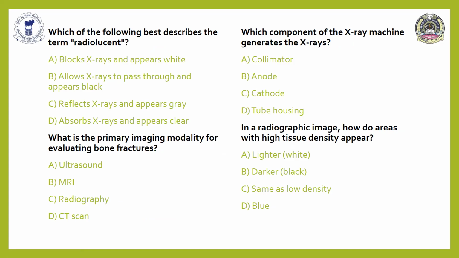Anyone said C? Okay, so the correct answer is B only. It allows the X-ray to pass through them and they appear black. Next question, what is the primary imaging modality for evaluating bone fractures?